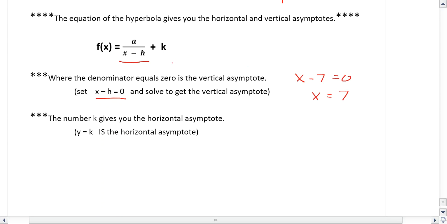And this number k just gives you the horizontal asymptote. If that says a -4, then y equals -4 is the horizontal asymptote. So this is actually pretty easy. And that is all you need for section 9.6.